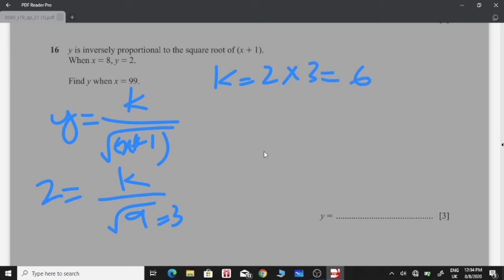And now we're going to have to find the value of y when x is 99. So we have y is equal to k, which is 6, upon root of x plus 1. x plus 1 is 99 plus 1, which is 100. So we have 6 divided by root of 100, which is 6 over 10, and that is 0.6.